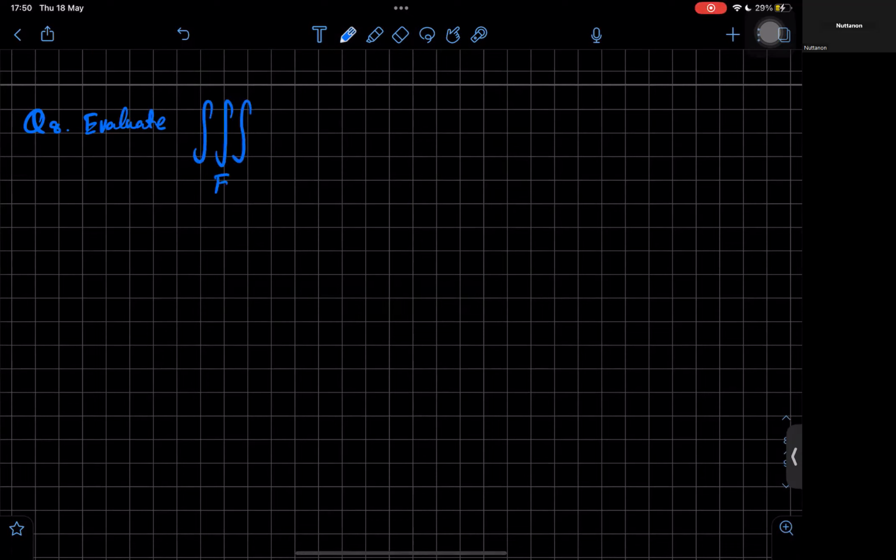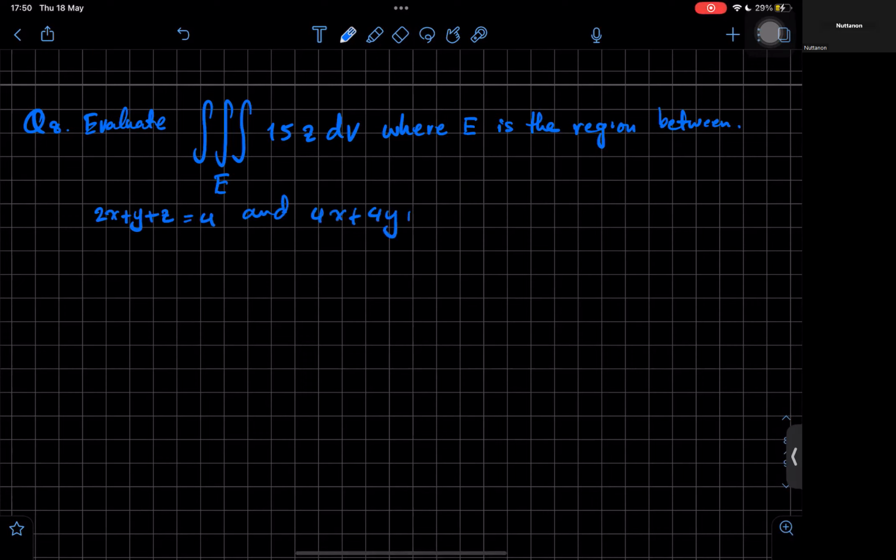I think the hard part of triple integrals and double integrals is not the integral part. It's finding where to integrate. That I think is the harder part. Between 2x plus y plus z equal to 4, and 4x plus 4y plus 2z equal to 20.